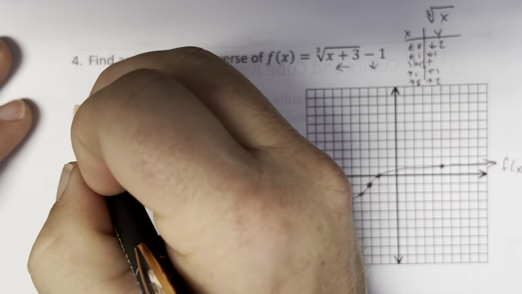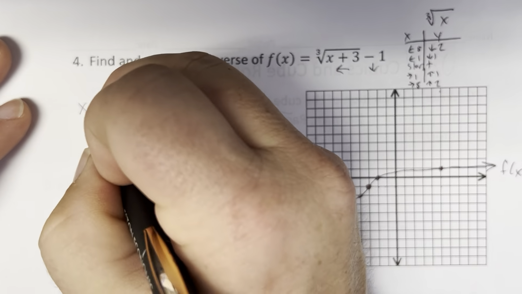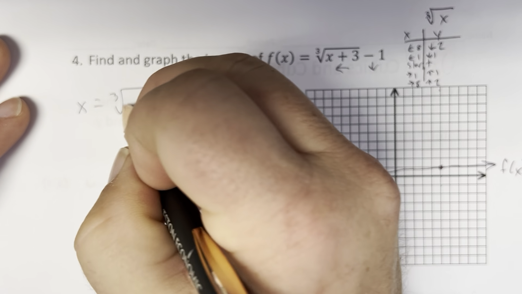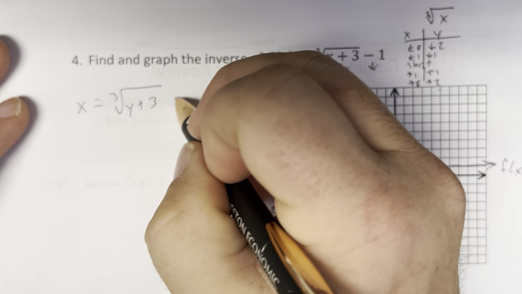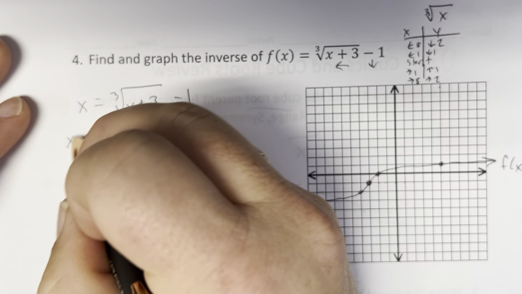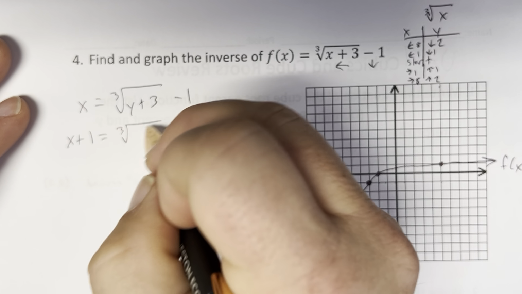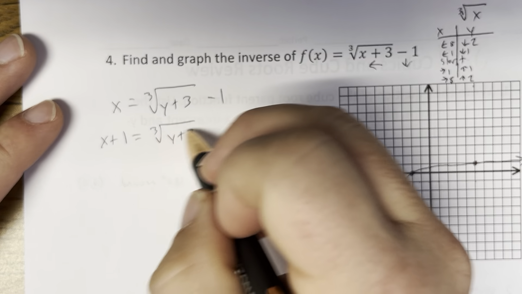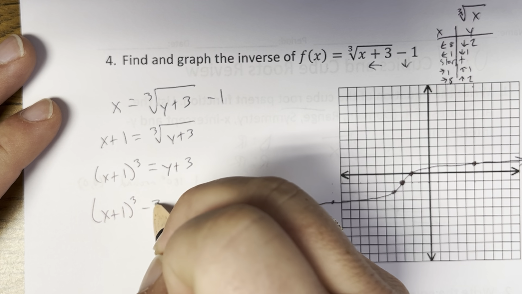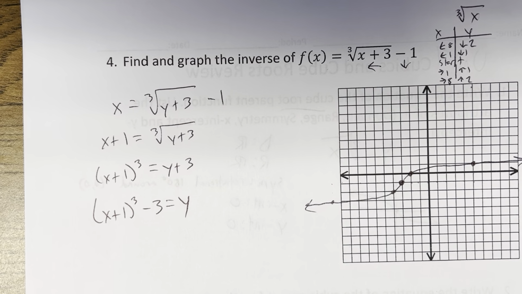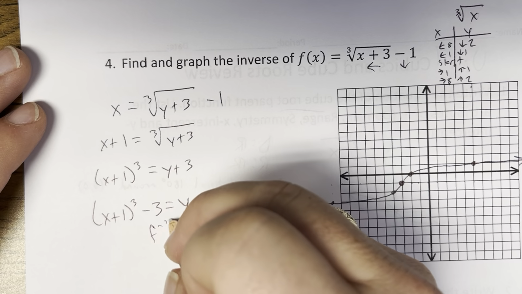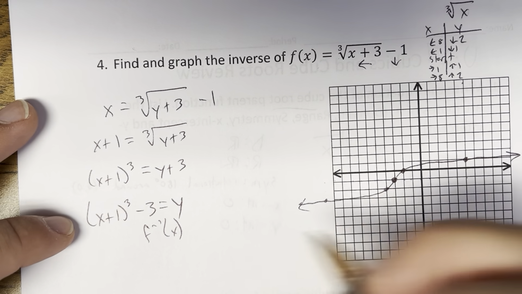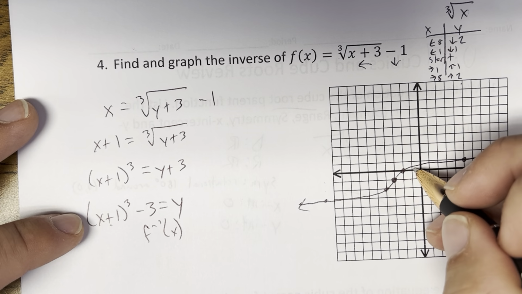And now for my inverse, we'll switch the x and y. x equals the cube root of (y plus 3) minus 1. We'll add the 1 over, so x plus 1 equals the cube root of (y plus 3). And then we'll cube both sides, so (x plus 1) cubed is equal to y plus 3. And then we'll subtract 3 last. (x plus 1) cubed minus 3 equals y. So this is my inverse function. This one's a cubic, so we're going to start left 1 and down 3.